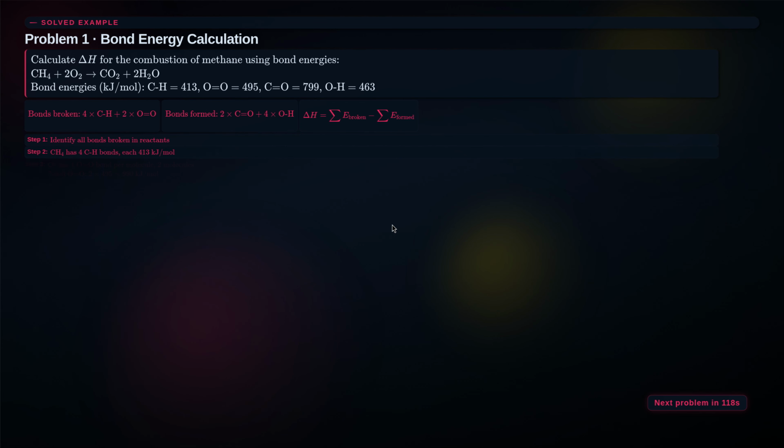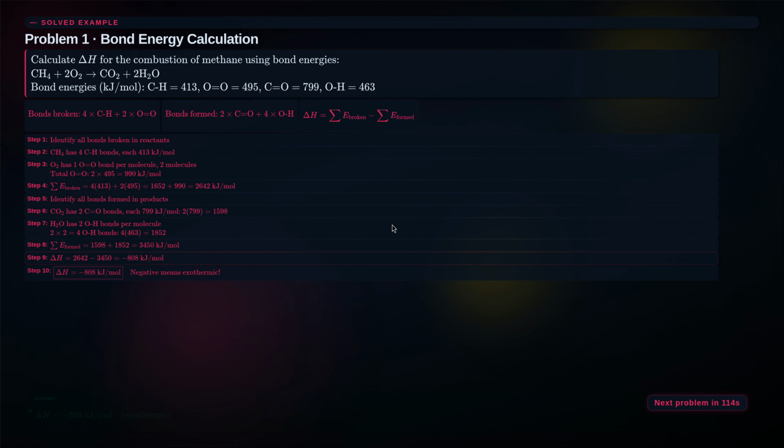Problem 1. Bond energy calculation. Calculate delta H for the combustion of methane using bond energies. Methane plus 2O2 gives CO2 plus 2H2O. Bond energies in kilojoules per mole: C-H is 413, O=O is 495, C=O is 799, O-H is 463.